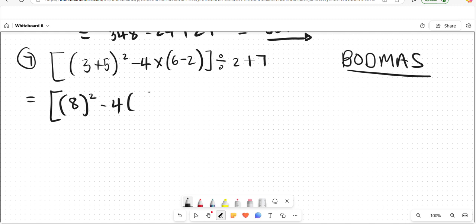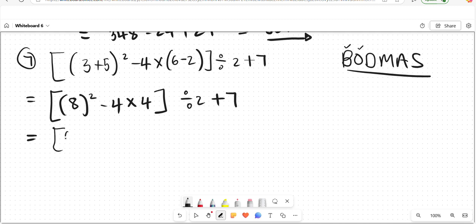I'm going to evaluate the second bracket. And 6 minus 2 gives me a 4. So I end up with, this is just times a 4. And then I still have my big brackets and I have my divided by 2 there. And it looks like this. Then at this point, you can do your orders, even though you still have brackets, but inside of your brackets, you still follow BODMAS. So inside of my brackets, I'm going to do orders next.